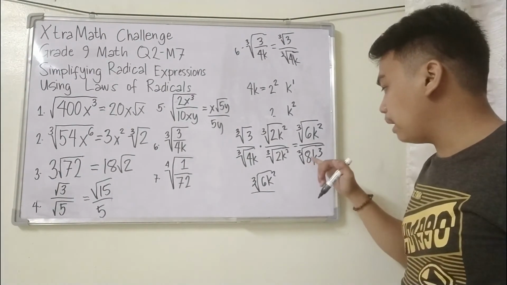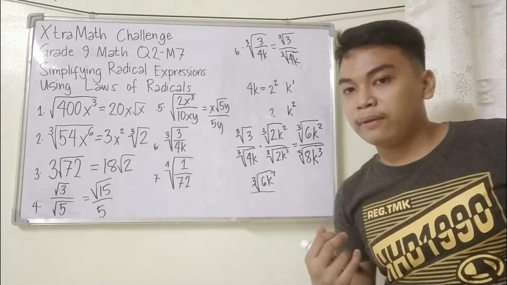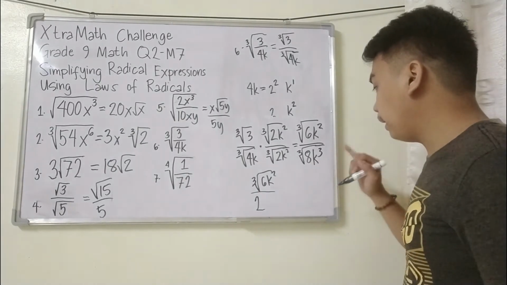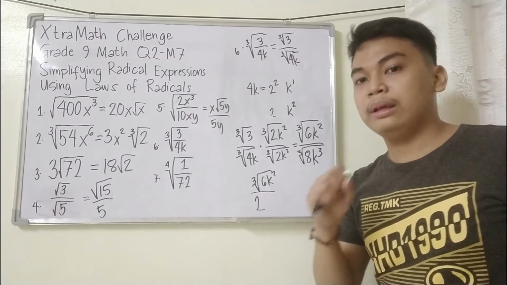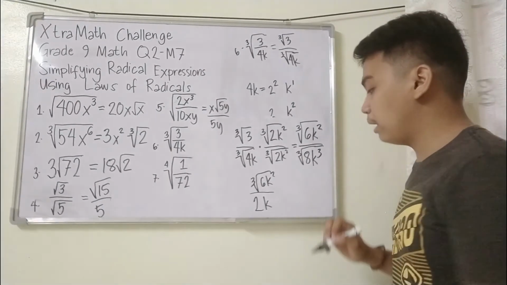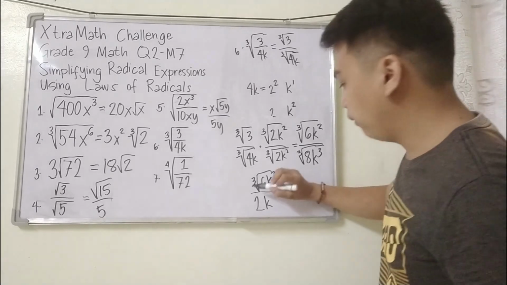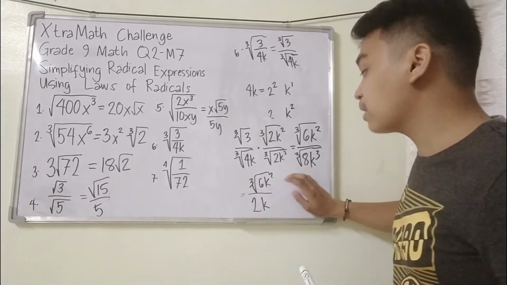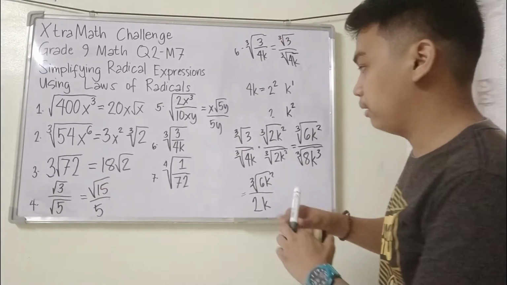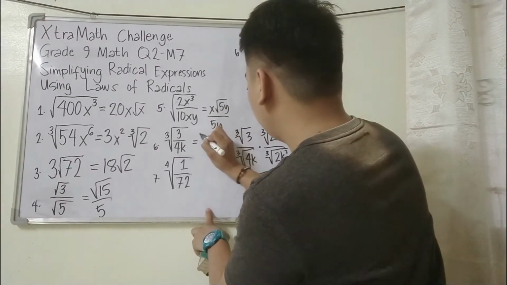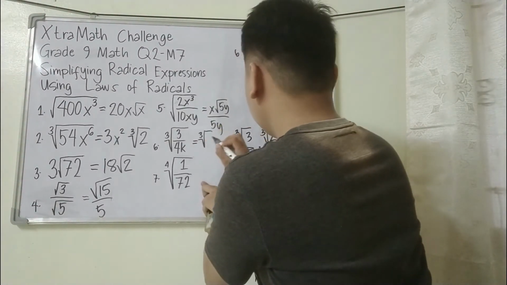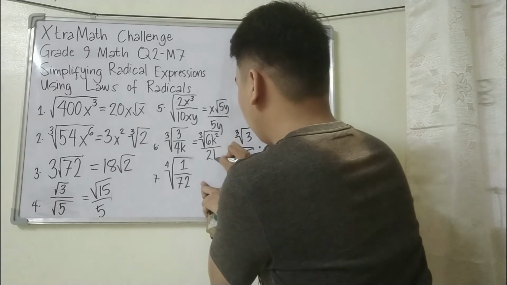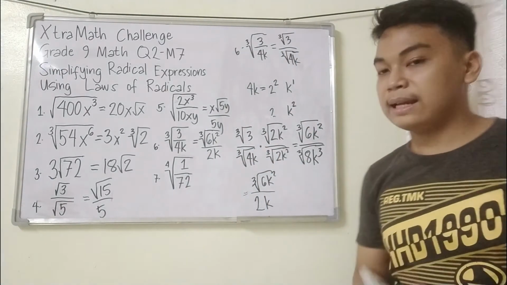So, separate natin, cube root of 8. Yung cube root of 8 is 2, so lalagay natin dito 2. At yung cube root ng k cubed is equal to k. So that means that our denominator is 2k. So the simplified form for item number 6 is cube root of 6k squared all over 2k. Yan yung item number 6 natin.